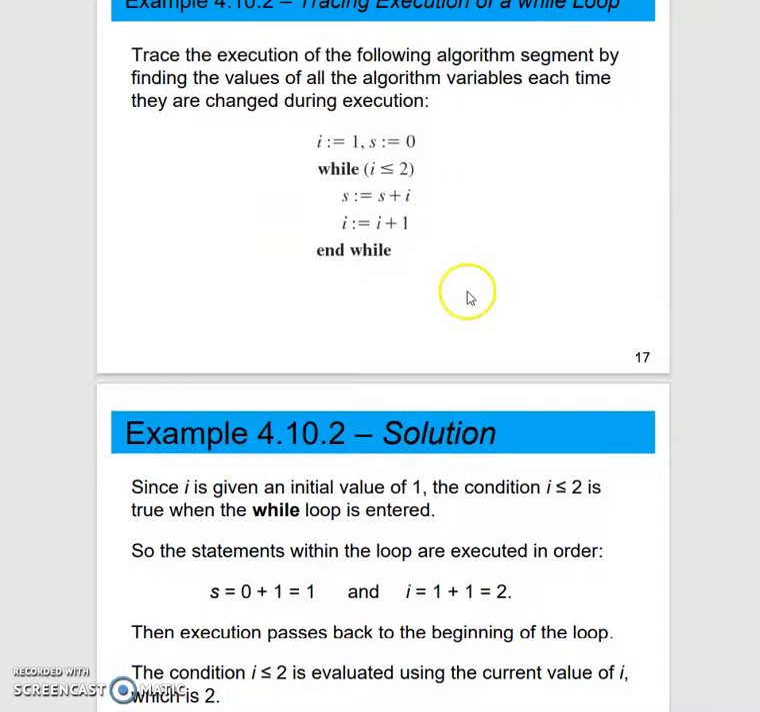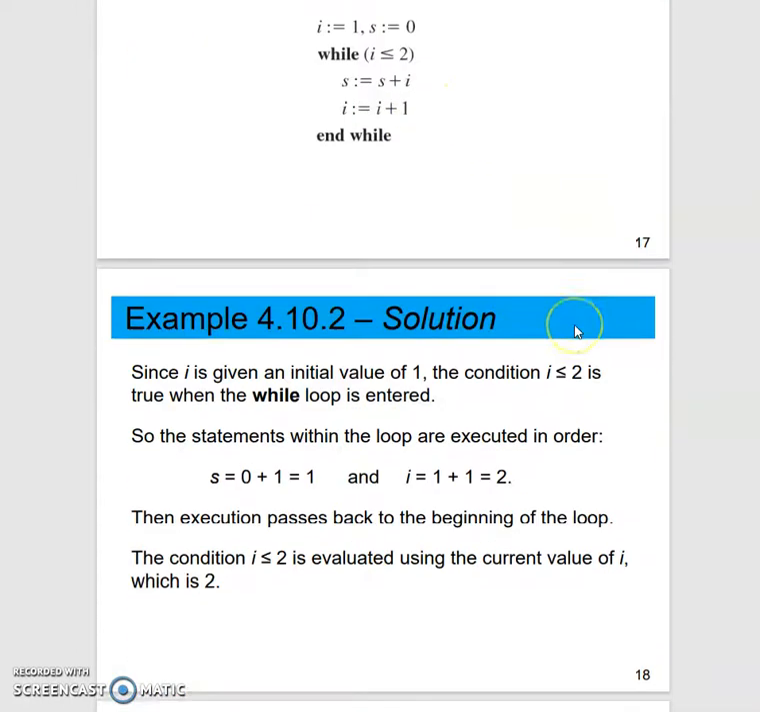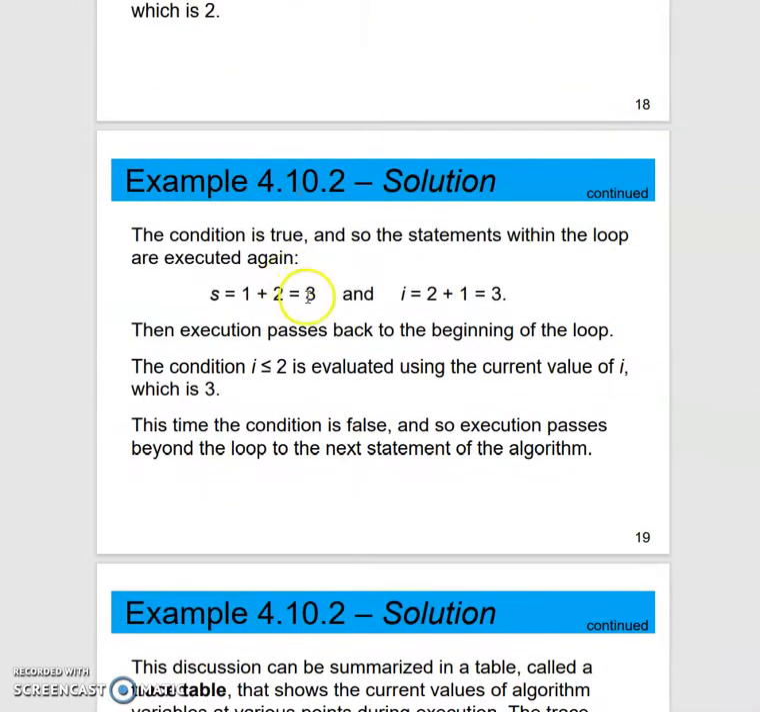So here is an example of a while loop. So we start with 1 and 0 for i and s. When we do it, we will then get s is 1 and i is 2. And at that point, we're going to hop back in because i is still less than or equal to 2. And we will then run our loop a second time. And we will end up with s is 3 and i is 3, at which point we are going to end.